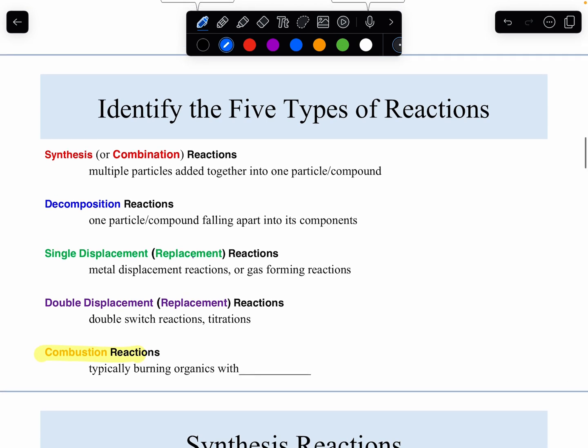5 types of reactions we're going to focus on. Synthesis, which is also called combination. Sometimes you'll see it as metathesis, depending on what you're reading or where you're seeing it. We have decomp, single displacement or replacement, either way, double displacement or double replacement, and the last one is combustion. And combustion is when an organic, which we'll talk about what that means, burns with oxygen. Okay?